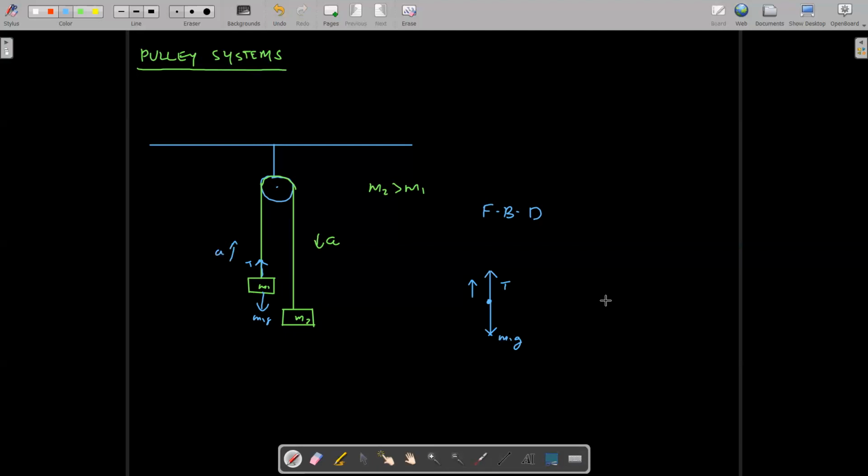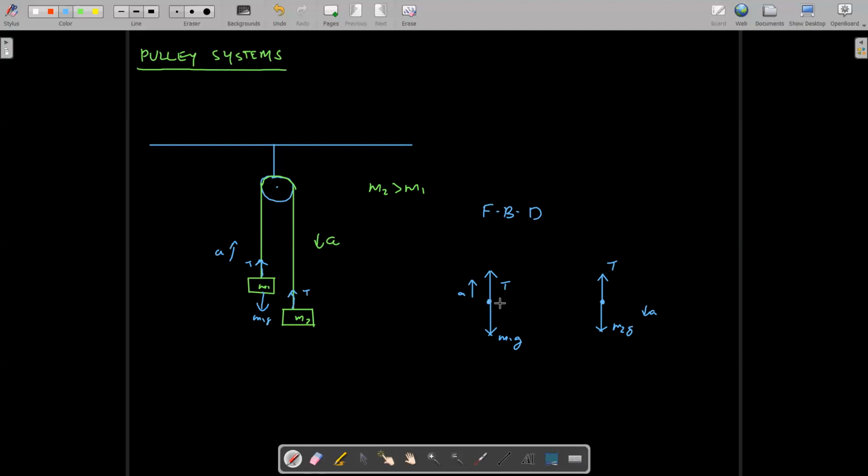When we look at the second mass, we have m2g acting downwards and tension acting upwards. m2g, tension T, since it's the same string, the tension value will be the same since the string is massless. And we know that the body is accelerating downwards in this case. For acceleration direction we should always take it as the positive direction of force.